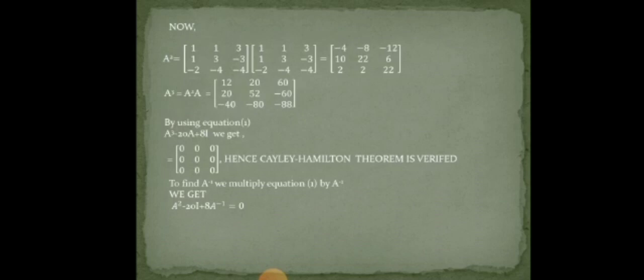To find A inverse, we multiply equation 1 by A inverse. We get A square minus 20I plus 8A inverse equals 0. So A inverse equals 1 by 8 into 20I minus A square. So here A inverse is calculated as [24 8 12; -10 -2 -6; -2 -2 -2].